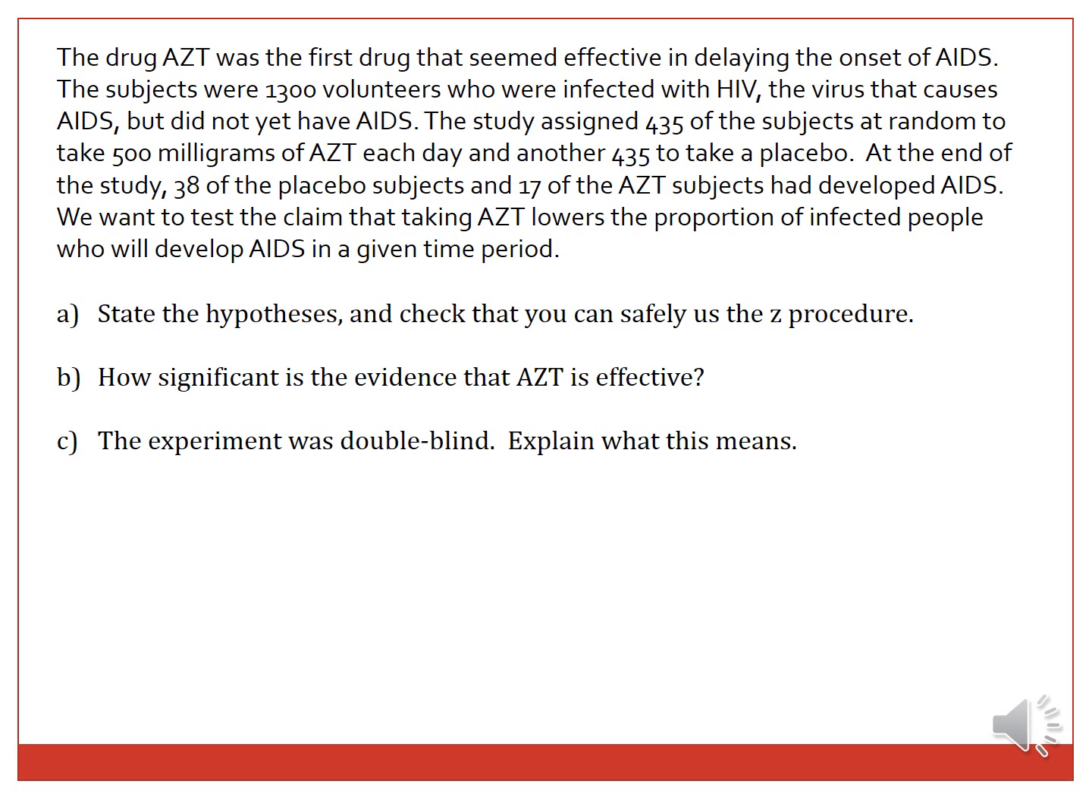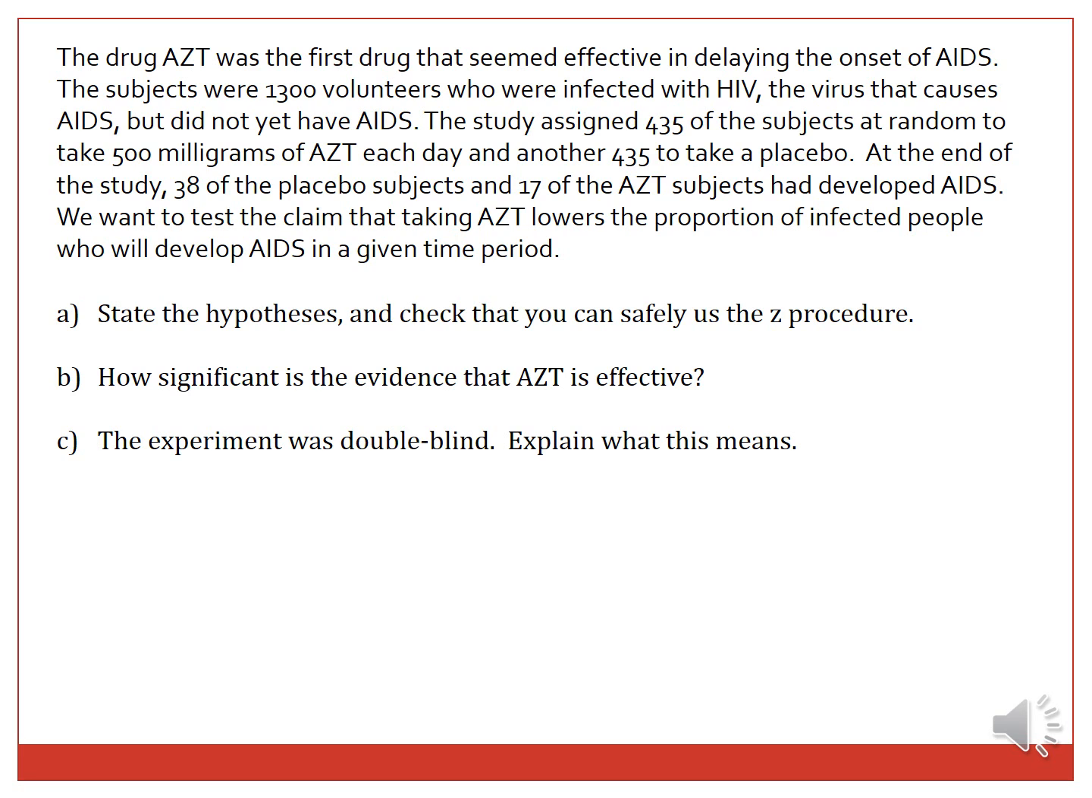The subjects were 1,300 volunteers who were infected with HIV, the virus that causes AIDS, but did not yet have AIDS. The study assigned 435 of the subjects at random to take 500 milligrams of AZT each day and another 435 to take a placebo. At the end of the study, 38 of the placebo subjects and 17 of the AZT subjects had developed AIDS.